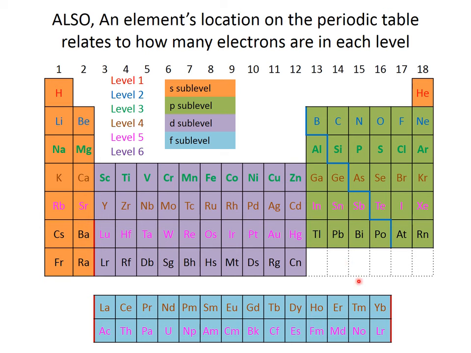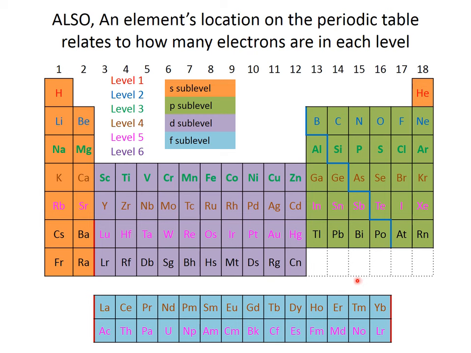Okay. Now that we've seen all that, it turns out that an element's location on the periodic table relates to how many electrons are in each level. So this is related to the electron configuration. And if I can learn to read the periodic table, I can save myself some work. Some people have trouble doing this, can't see the pattern, and they'd rather do it the long way. That's fine. Either way will get you there.